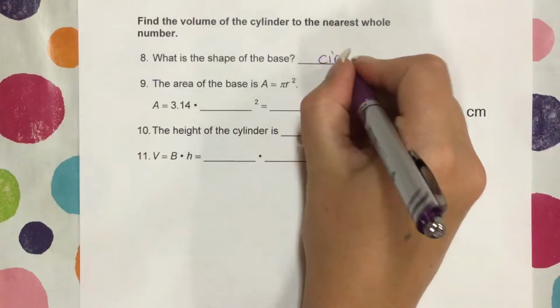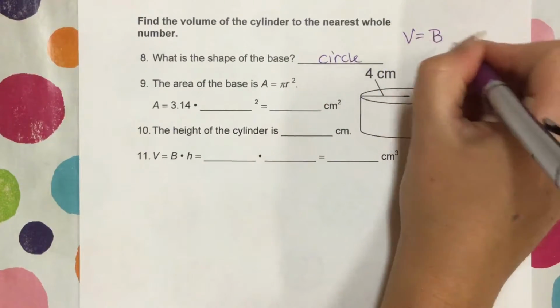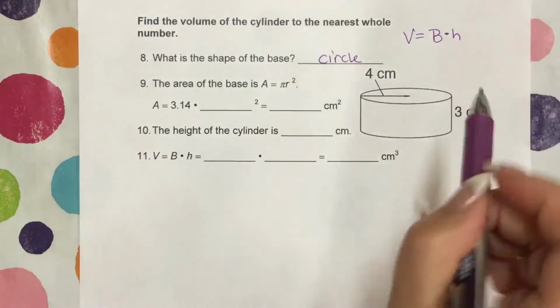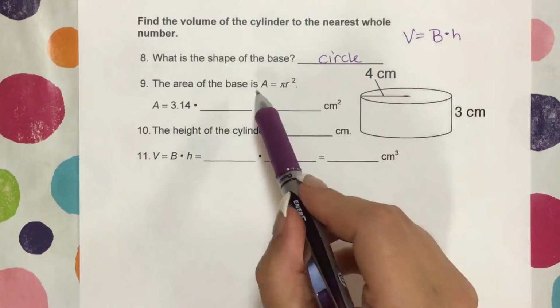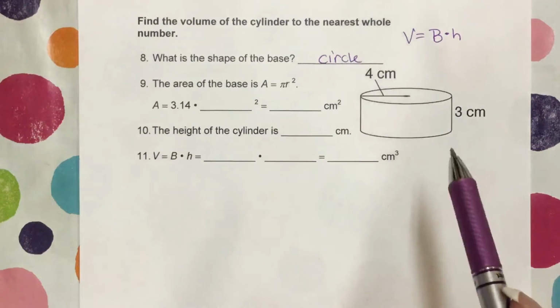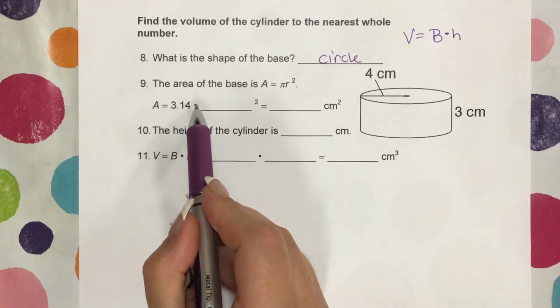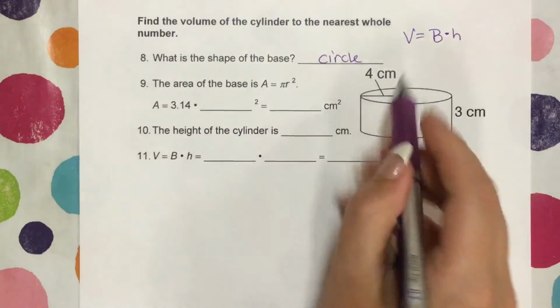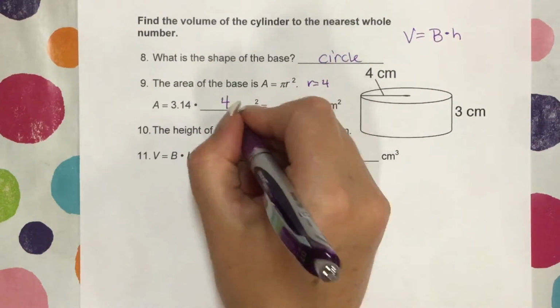So we have to find the area. If we're trying to find the volume, the volume is found by taking the area of the base and multiplying it by the height. So we have to find the area of this circle. We know that the formula for the area of the circle is area equals pi r squared, radius squared. So the area is going to equal 3.14 times r, our radius. I'm going to define that as equal to 4, so I'm going to stick that in there, 4 squared.